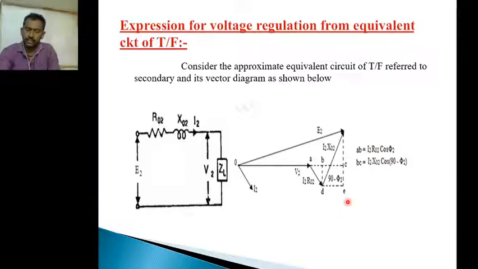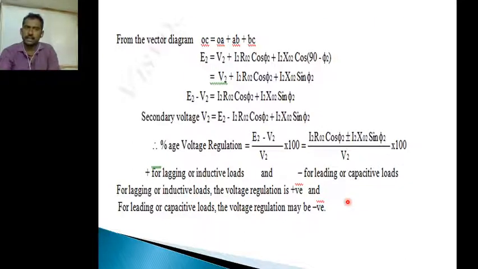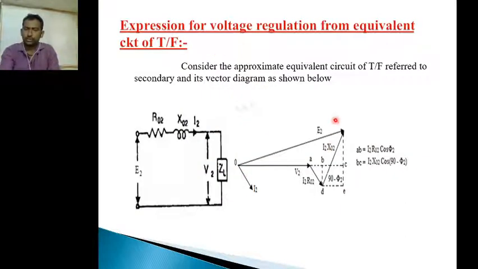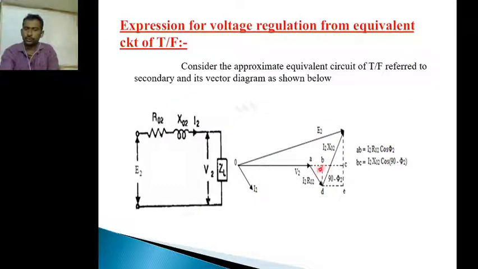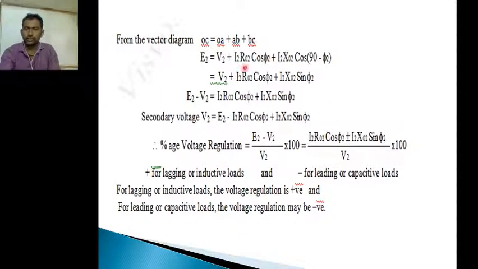So how do we derive the voltage regulation of the transformer for the lagging load? From the vector diagram in the previous diagram, here E2 is equal to, that means OC is equal to OA plus AB plus BC. Then what is the OC? E2. And what is the OA? V2. Then what is the AB? Here the angle is phi 2, so it is a right angle triangle. Then if you consider cos phi 2, what is the cos phi 2 formula? AB by I2 R02. So what is AB? AB is I2 R02 into cos phi 2.